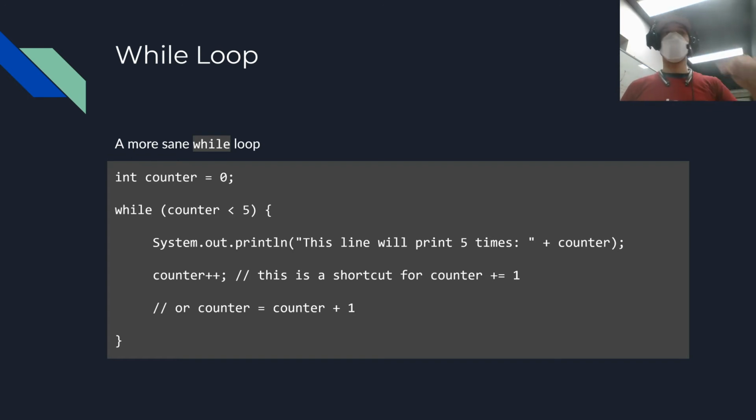On the first iteration, the first time it runs, what will counter be? Zero, okay? And then after that, what will be the second time? Yep, what will it be the third time? What will it be the fourth time? Will it be the fifth time? And then what will happen next? Stop. Right, why?